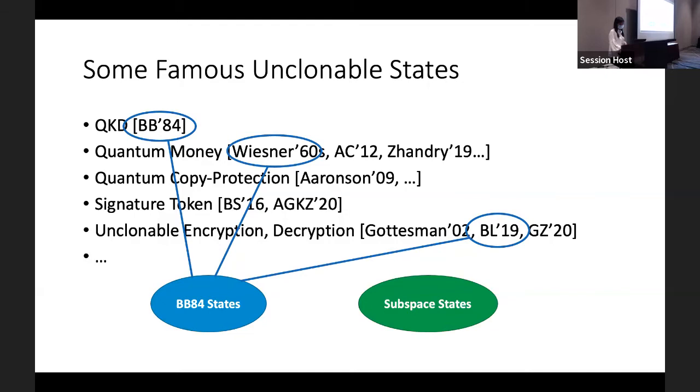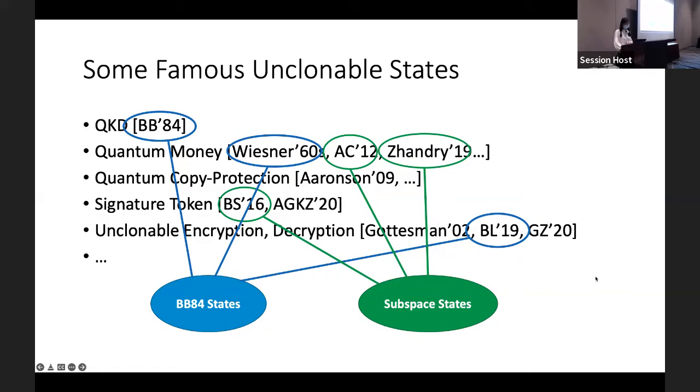Another state, also slightly less well known, is the subspace state put forward by Aaronson and Christiano in 2012 to realize public key quantum money. Public key quantum money is also called publicly verifiable quantum money, where the bank issues the money state, but everyone in the world can verify whether a quantum state is a valid banknote. It is later also used in a scheme called quantum signature token by Ben-David and Sattath. We will soon talk about what this primitive means. Besides, hard random states are often used, for example in 2009, Aaronson's copy protection scheme, but it's less relevant to the constructions we will talk about.